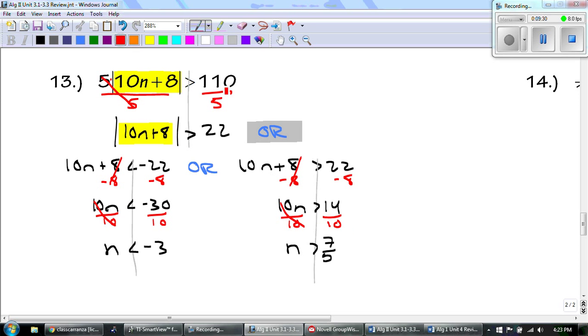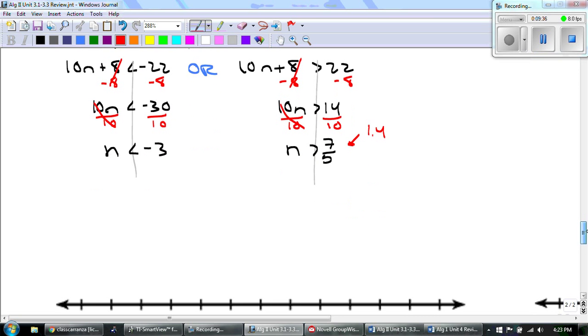Now, some of you might have written down that this is 1.4. We're going to need that when we graph. But my final answer, putting these together, is n is less than negative 3, or n is greater than 7 over 5.